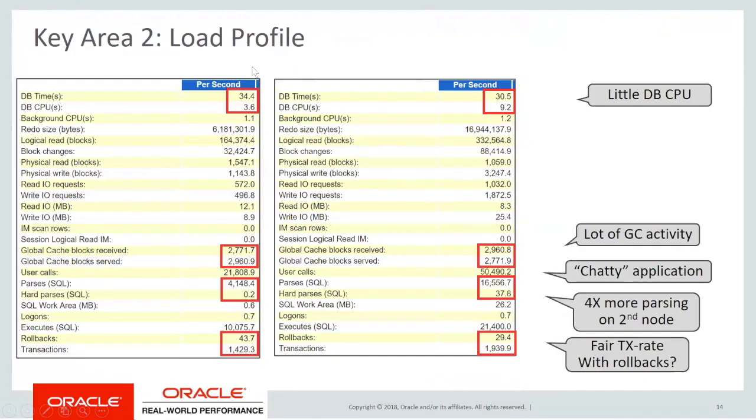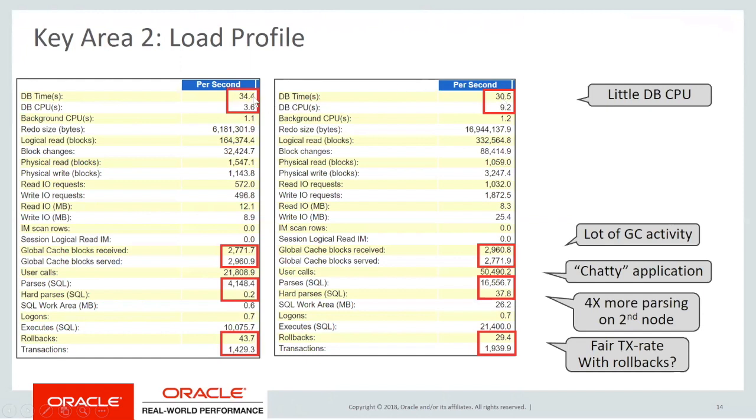Which is immediately confirmed in the second key area, the load profile. The DB time per second gives us that number also. So the 34 here and the 30 here tells us at any point in time, on average, there were 34 sessions active here. There were 30 sessions active here.